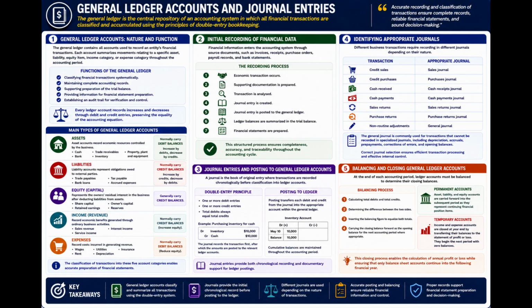the following financial year. General ledger accounts and journal entries provide the core recording mechanism of the double-entry accounting system. Source documents initiate journal entries, journals record transactions chronologically, and ledger accounts classify transactions systematically to facilitate trial balance preparation and financial reporting. Proper journal processing, accurate posting, and systematic year-end balancing ensure that accounting records remain complete, internally consistent, and capable of producing reliable financial statements that comply with IFRS accounting standards and accepted accounting principles.